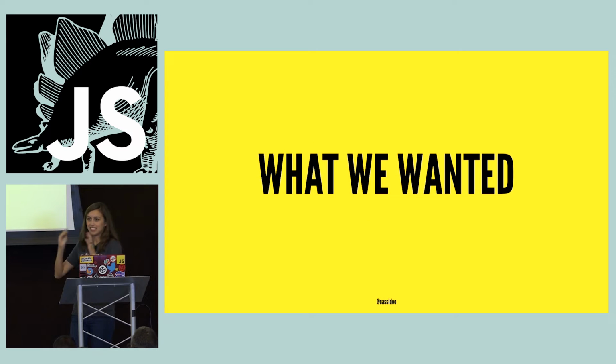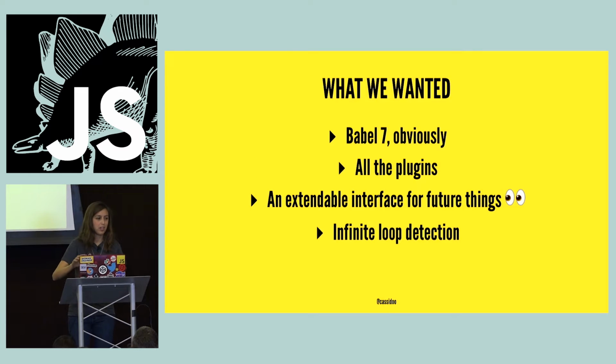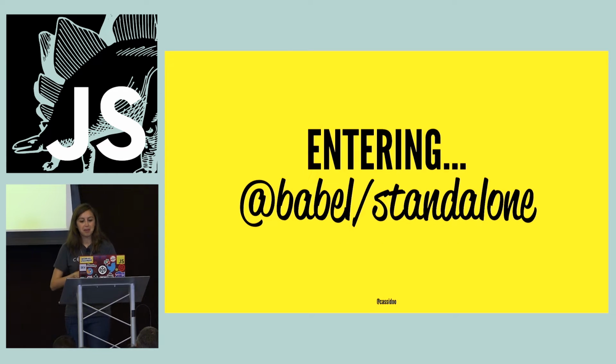So what we wanted was to fix all of these things. We wanted the most modern Babel available, which was Babel 7. We wanted access to all of the different plugins, so you wouldn't have to check every single one that you wanted. We wanted it to just work. We wanted it to be extensible, so that you could add things later, which I can't fully talk about now, but there are cool things coming to extend it. We also wanted to add that infinite loop detection, so that things wouldn't crash and burn if you accidentally wrote while true.